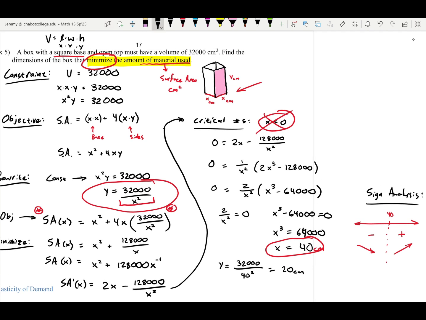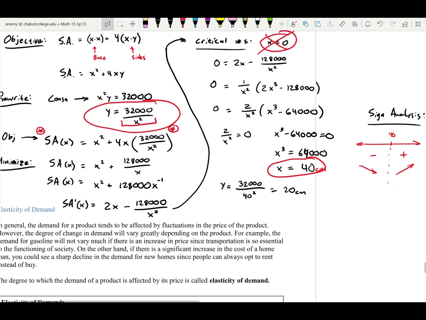So to give the answer in the form that it's requested, we want to find the dimensions of this box. And here are the dimensions. It's going to be 40 centimeters by 40 centimeters. That gives us the square base times 20 centimeters. That's the height. So there is our answer.